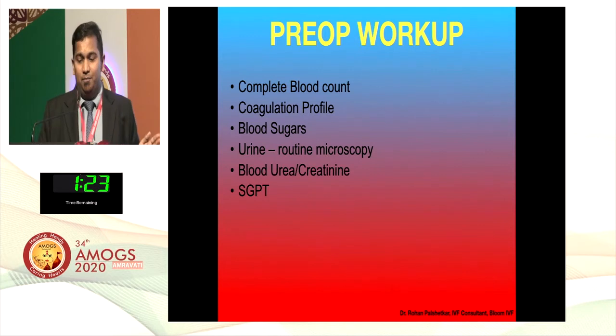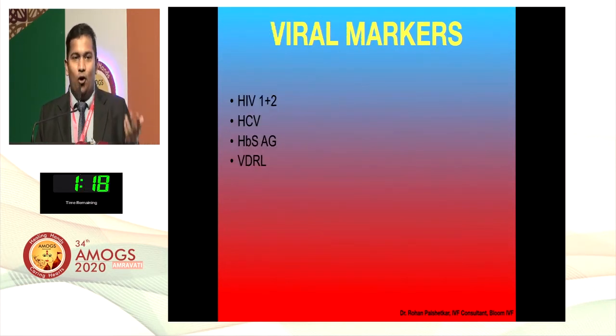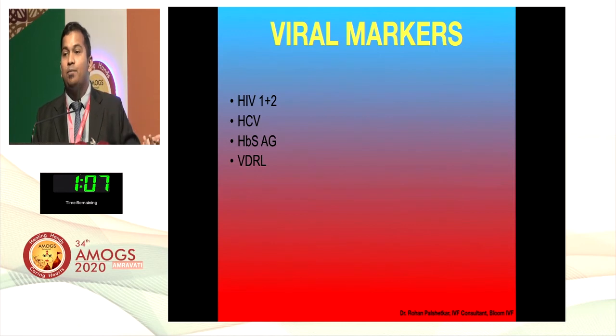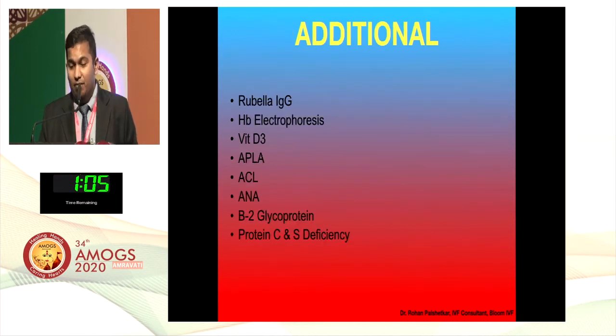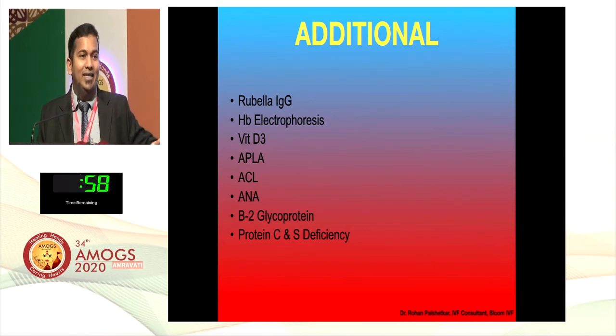I've already spoken about the pre-op workups. Viral markers, obviously you need to do them not only for your safety, but also if you're taking out your oocytes and you're planning to freeze your embryos or anything like that, you have to ensure that you have a different container for the patients who could be seropositive. Again, rubella IgG is something we do because we want to ensure that your patients are protected against rubella. So positive rubella IgG means that your patient has been vaccinated and she is protected against rubella.